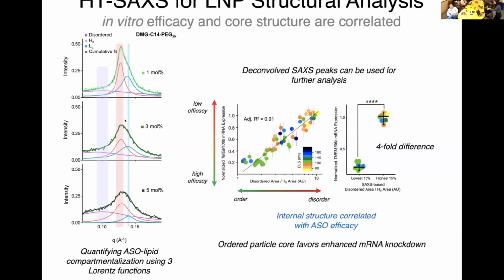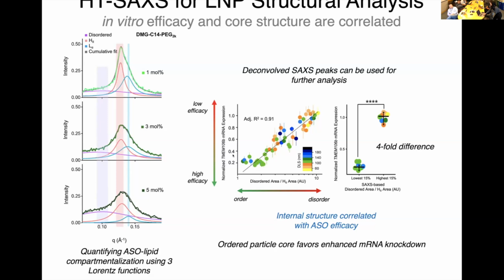And once we are able to do that, we can start quantifying the amount of ASO to lipid compartmentalization and then use that for further analysis, trying to look at how efficacy might be correlated with the internal structure, which is this correlation plot on the right. We have the x-axis coming from our SAXS data of order and disorder, and then the y-axis from our collaborators who ran the efficacy bioassays.